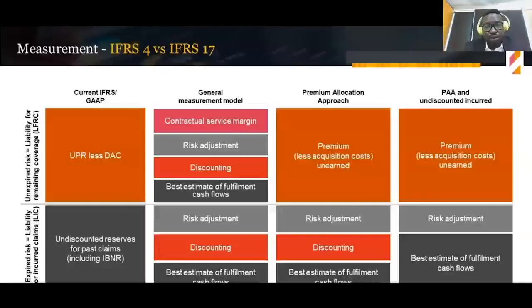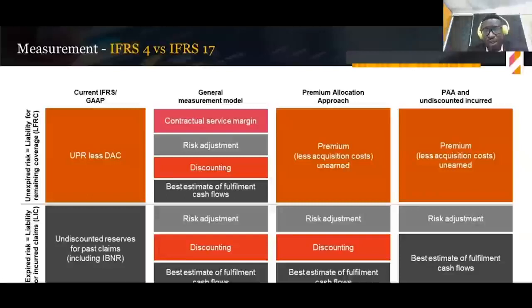Now, although people consider the premium allocation approach as being a very simple approach, one of the things we need to consider is that these introductions, discounting and risk adjustments especially, introduce significant complexity when we're adopting this. So it's one area that we need to consider. In subsequent slides, I'm going to talk about discounting and risk adjustment in more detail, so I won't focus on it so much here.